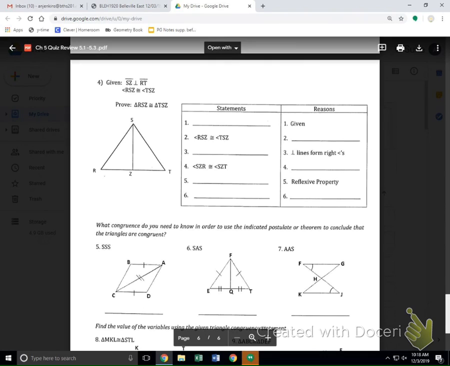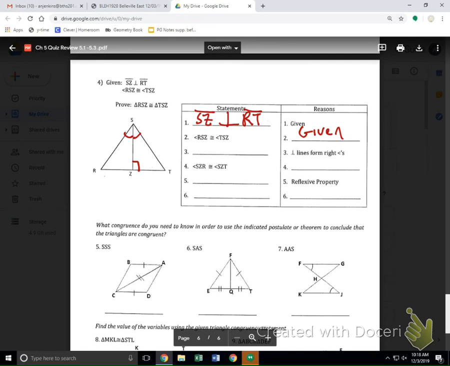So we have SZ is perpendicular to RT. So our first blank is going to be SZ is perpendicular to RT. When things are perpendicular, we know that they create what? A right angle. Our next one says that angle RSZ is congruent to angle TSZ. And yep, it's given. And then the next one, now that we know we have perpendicular lines and we have an angle that's going to be congruent, it tells us our reasoning is that perpendicular lines form right angles.